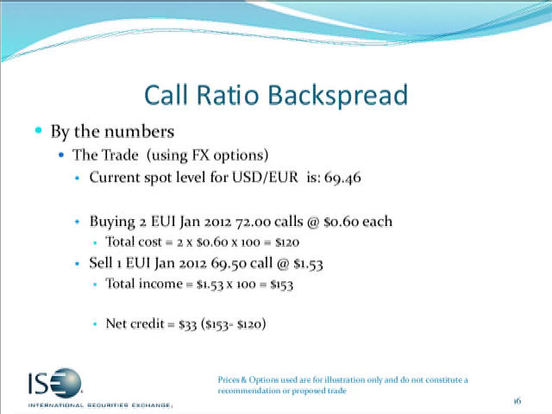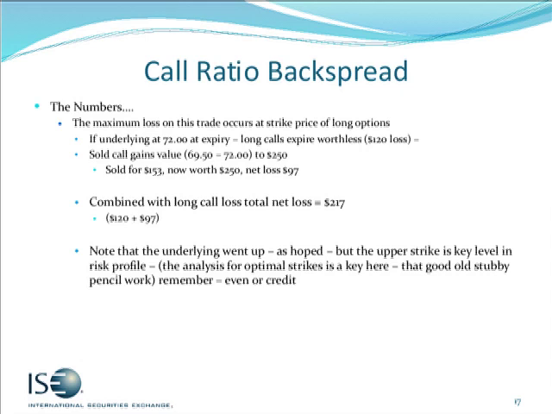We're going to sell lower at 69.50, which is basically the at the money 9.46, for 153. So we take in 153, we put out 120, and we make a net credit on the trade of $33.